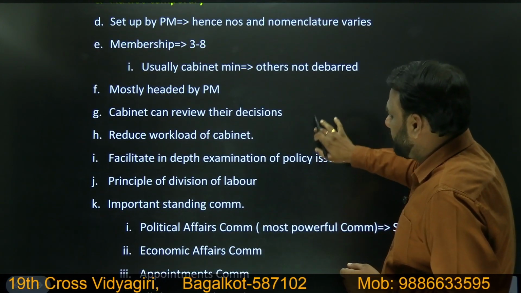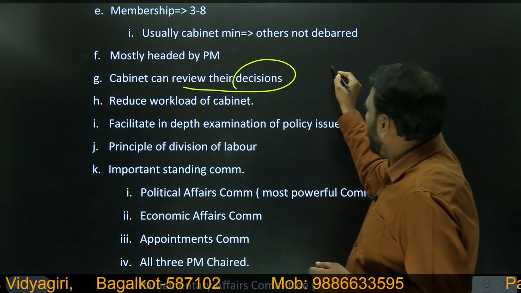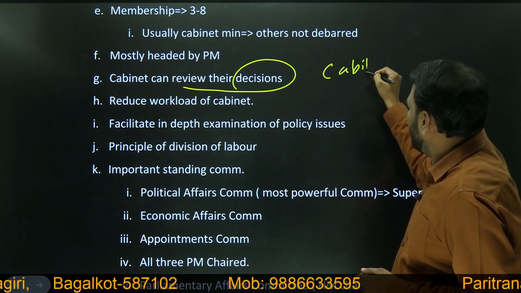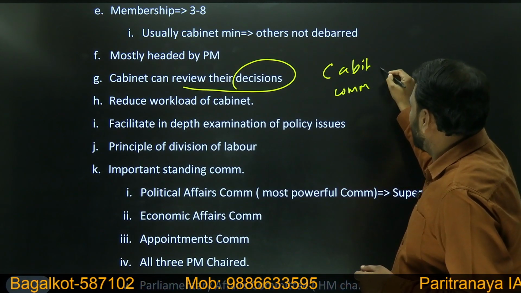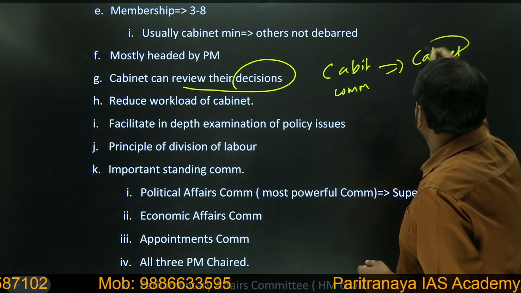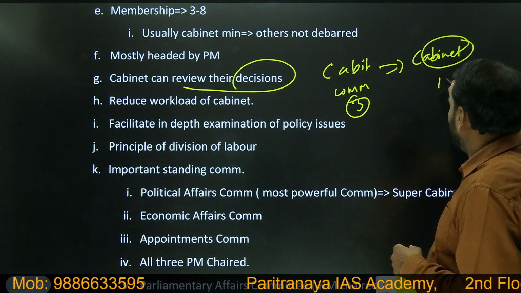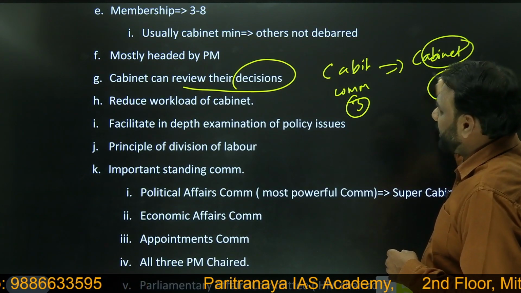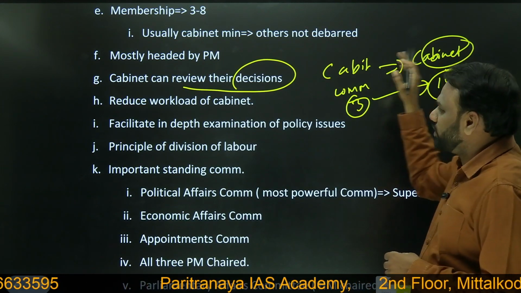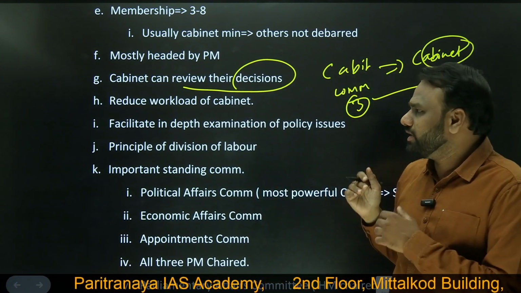Next, the cabinet can review the decisions, very important. Okay, what is this? The cabinet can review their decisions. Whatever decision a cabinet committee has taken, finally it goes to the cabinet. Here let us assume a 3-member committee has taken a decision, but later a 15-member cabinet can review their decision, and if it is not happy with the decision, then it can just discard that decision.